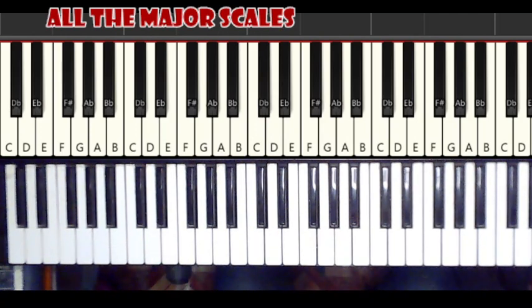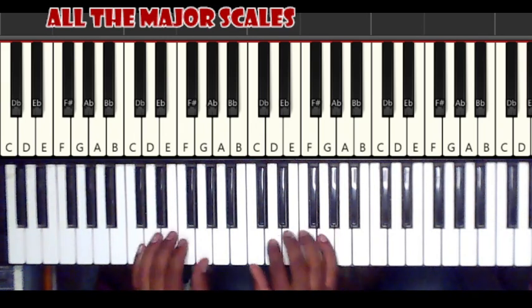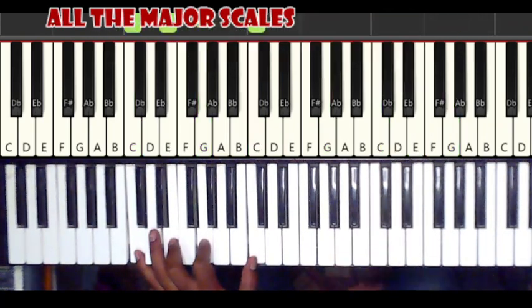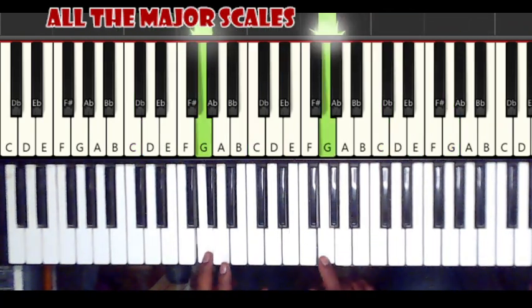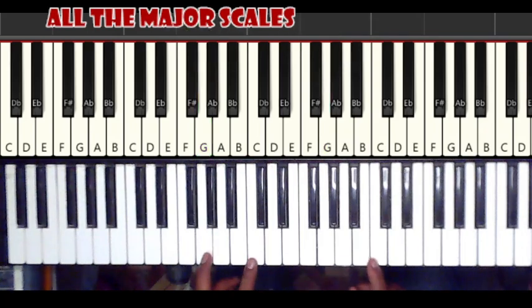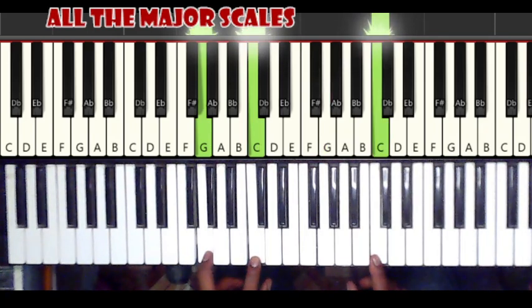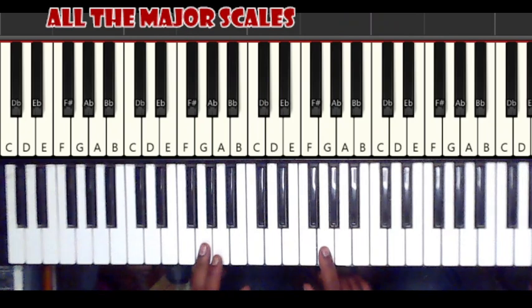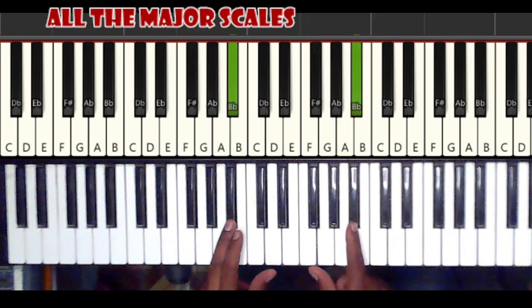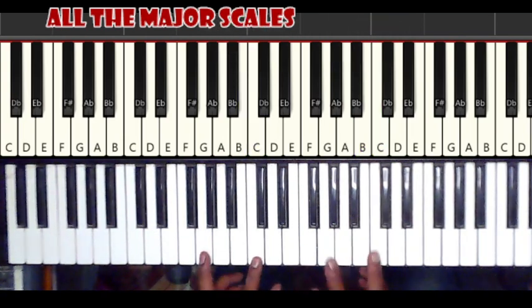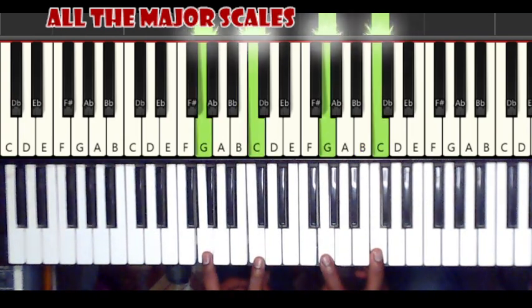Okay, so that's what it is. An interval is simply the distance between the keys. I hope you understand this one. Okay, that's it. So what is an interval between G and C? An interval between G and C is from here to there 1, 2, 3, 4, 5. So that's 5 half steps.